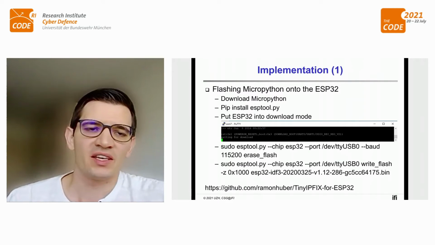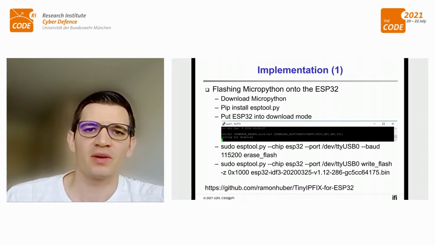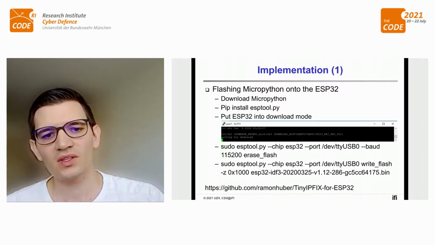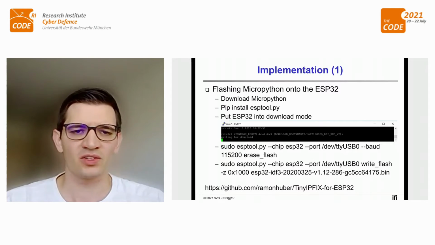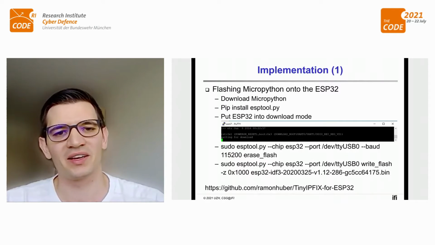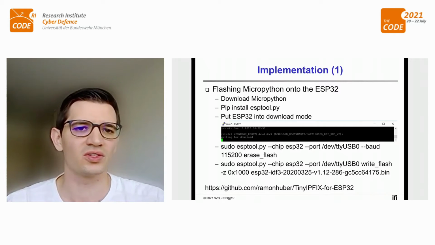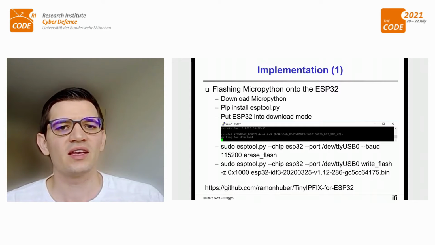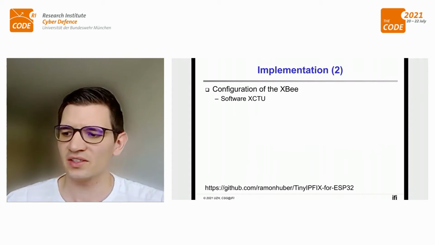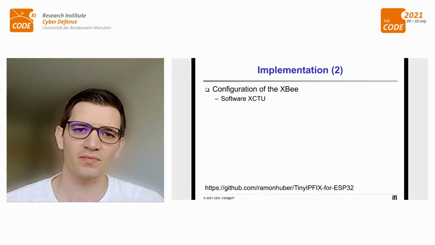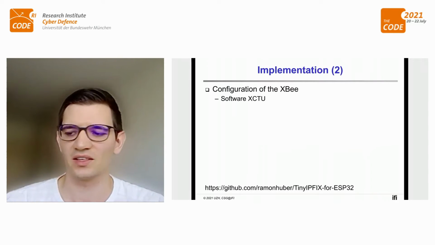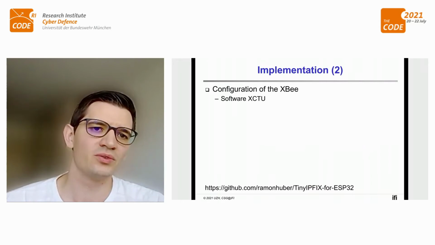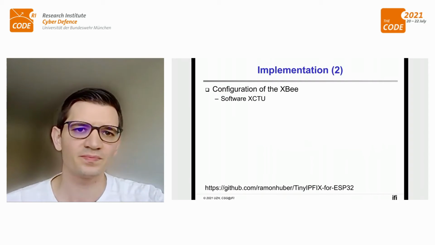In the implementation, we first had to flash MicroPython onto the ESP32 microcontrollers. This is because otherwise they wouldn't understand MicroPython. For this, a tool called ESP tool can be used. Then the XBees had to be configured such that they send the messages to the right destination. For this, a software by the manufacturer can be used, which is called XCTU.